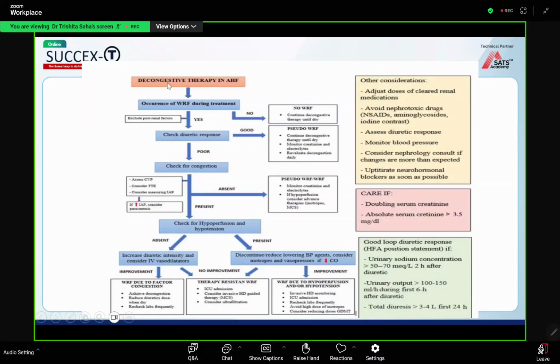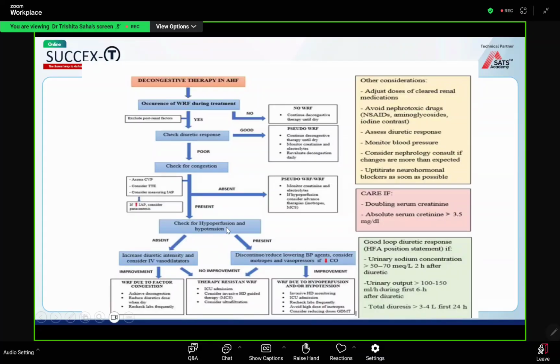So this is basically a flow chart where you consider the decongestive therapy in heart failure patient, in acute heart failure. Is there an occurrence of worsening renal function during treatment? If the answer is yes, check for the diuretic response. If it is good, then it is a pseudo worsening renal failure. If it is poor, check for congestion. You have to assess the CVP, consider TTE, all the volume assessment you have to do. If it is absent, then it was a pseudo.